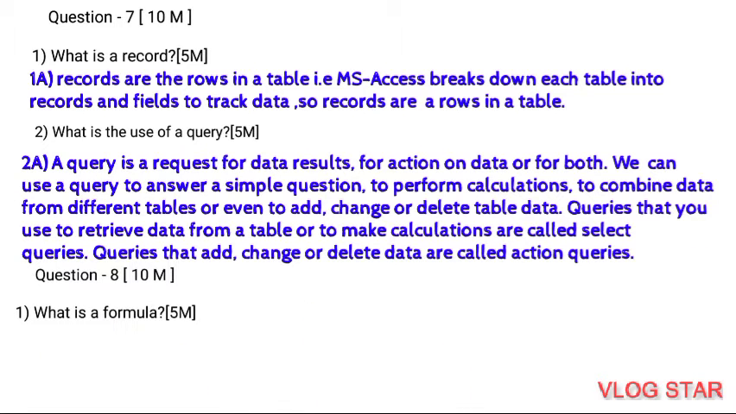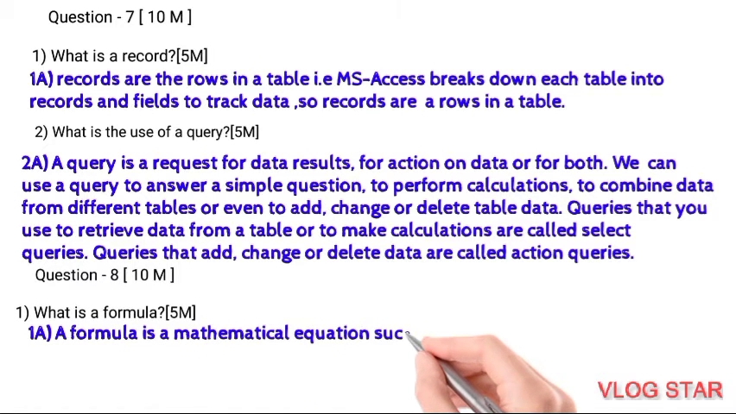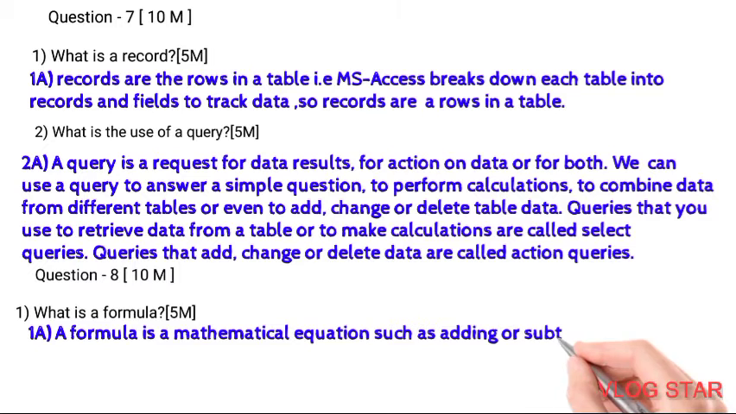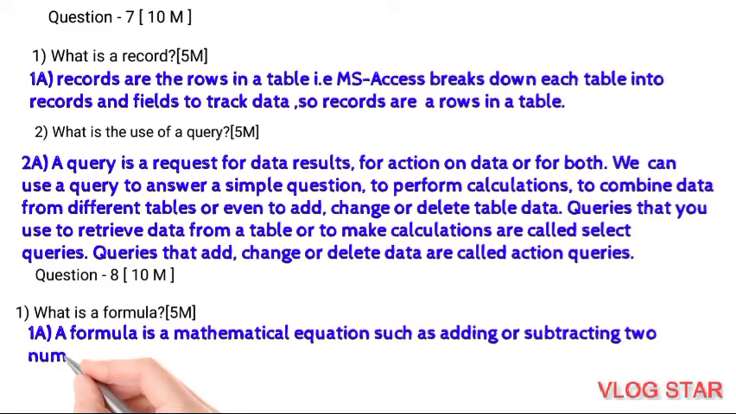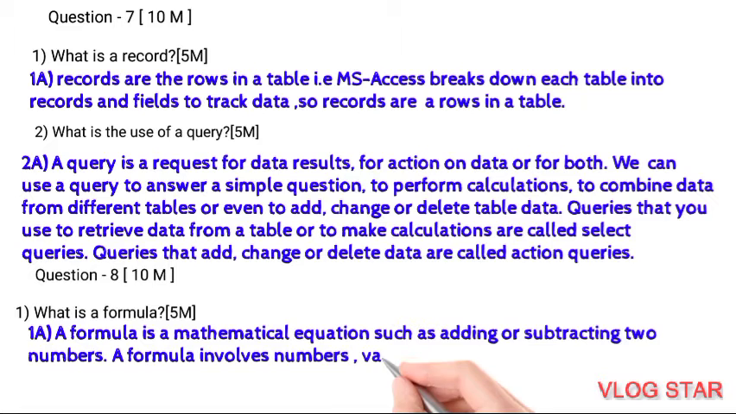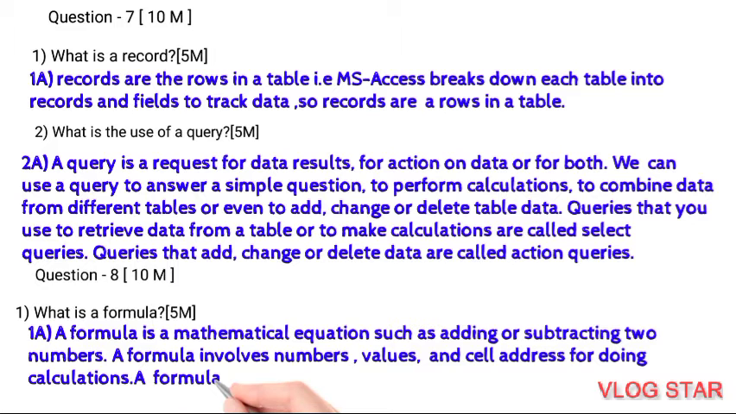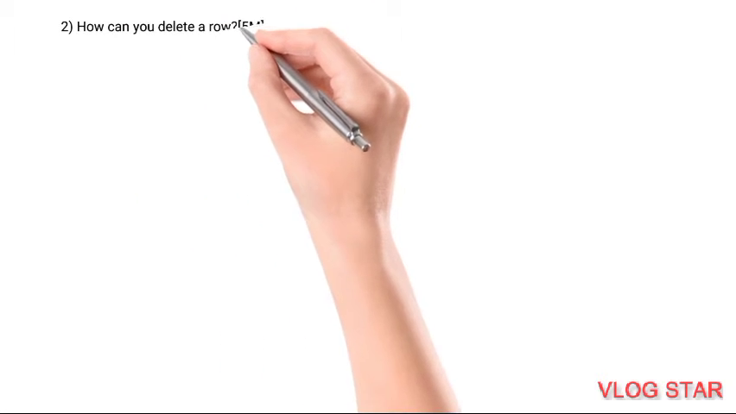Question number 8. It consists of 10 marks. Question number 1. What is a formula? It consists of 5 marks. The answer is, a formula is a mathematical equation such as adding or subtracting two numbers. A formula involves numbers, values and cell addresses. For doing calculations, a formula begins with equal to sign.